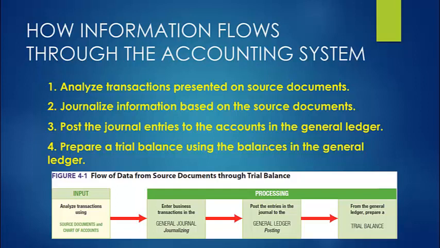We're going to take the information and journalize it in our journal, and then we're going to take the journal entries that we made in the journal and post them over to the general ledger. And you'll see later on that the general ledger is where all the transactions for an account are shown and their resulting balance. And then once we're done with all the posting, we're going to prepare a trial balance using the balances in our general ledger.